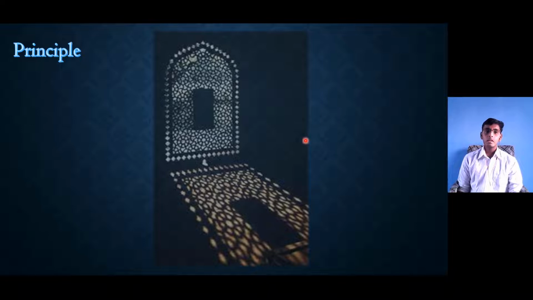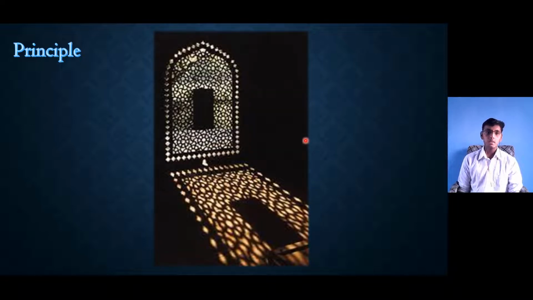So what is the basic principle behind it? In our homes, we have windows or grills. At around 10 or 11 o'clock in the morning, we have sunlight falling on the windows, and the shadow of the window falls on the floor below it or on the wall opposite to it. So this is the basic principle behind the working of a lithography process.